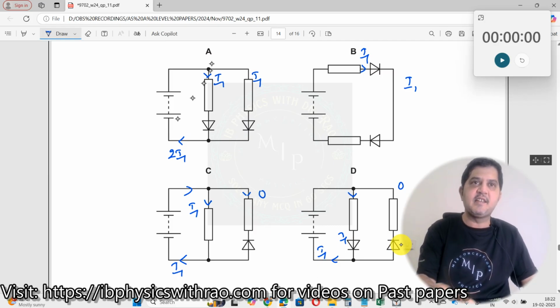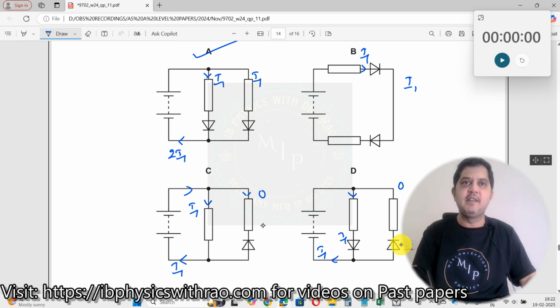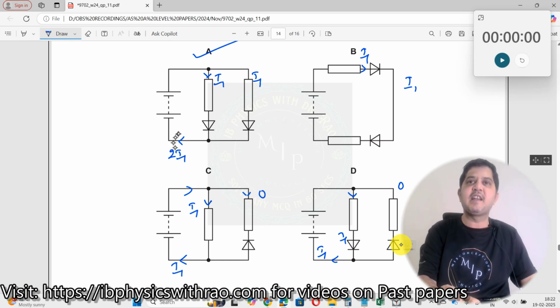Thus, which is the right answer? As suggested, A should be the right answer. Because this has 2 I1 as the current passing through it. The rest of them all have only I1 as the current passing through it. Which has the greatest current? A.